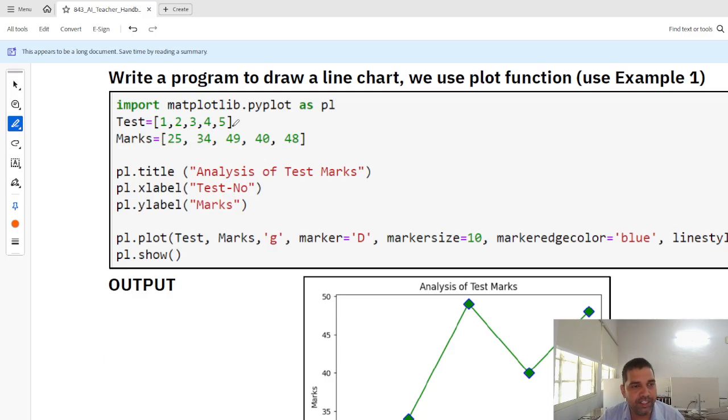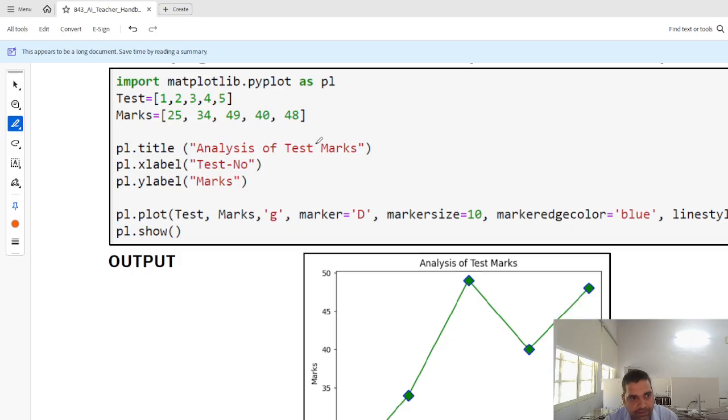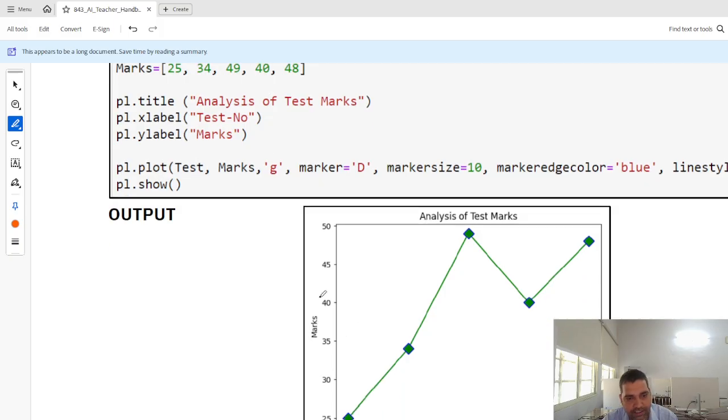Test data we have taken as 1, 2, 3, 4 for the x-axis, and marks data we have taken for the students who have given 5 tests. So 1, 2, 3, 4 we have given as labels on the x-axis: test 1, test 2, test 3, test 4, test 5. On the y-axis we write the marks: 25, 32, 47, 40, 48. The title of the graph is analysis of test marks. On the x-label, the test number, test 1, test 2, and on the y-label we have given marks. See here, this is the marks, this is the test number.